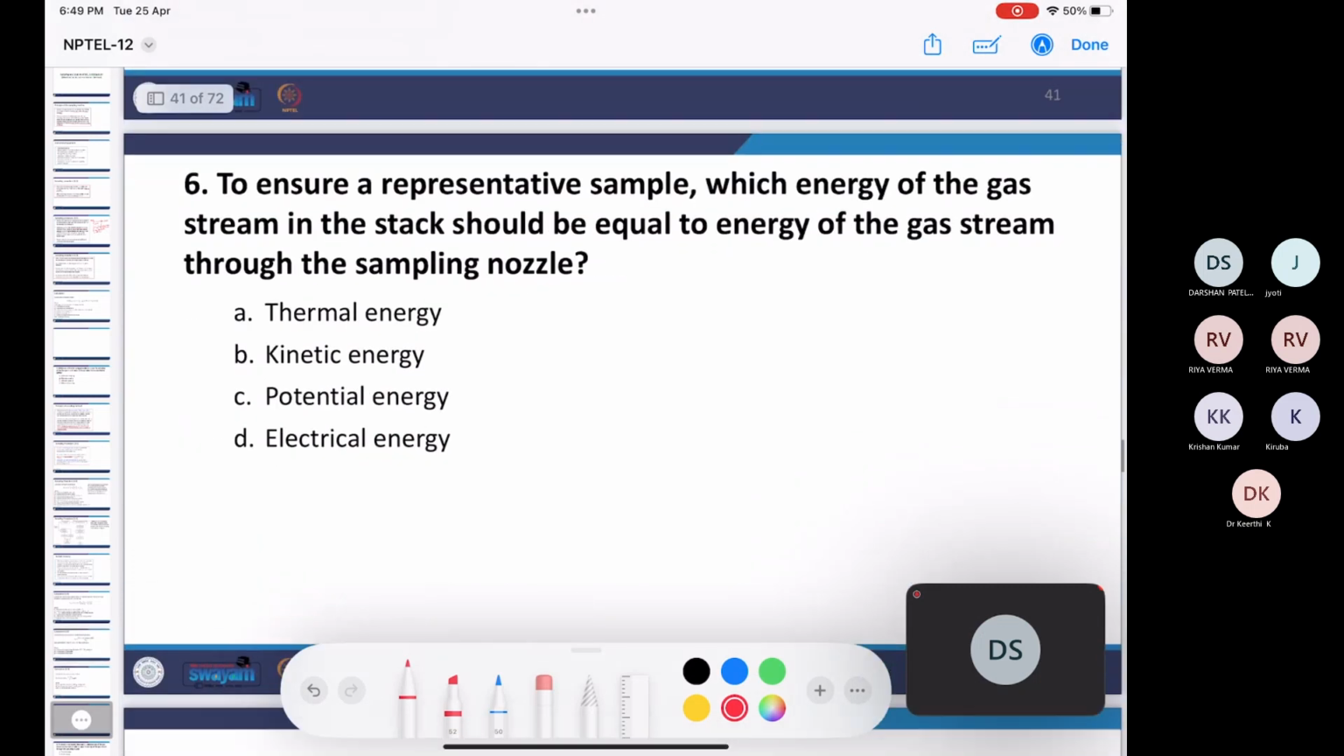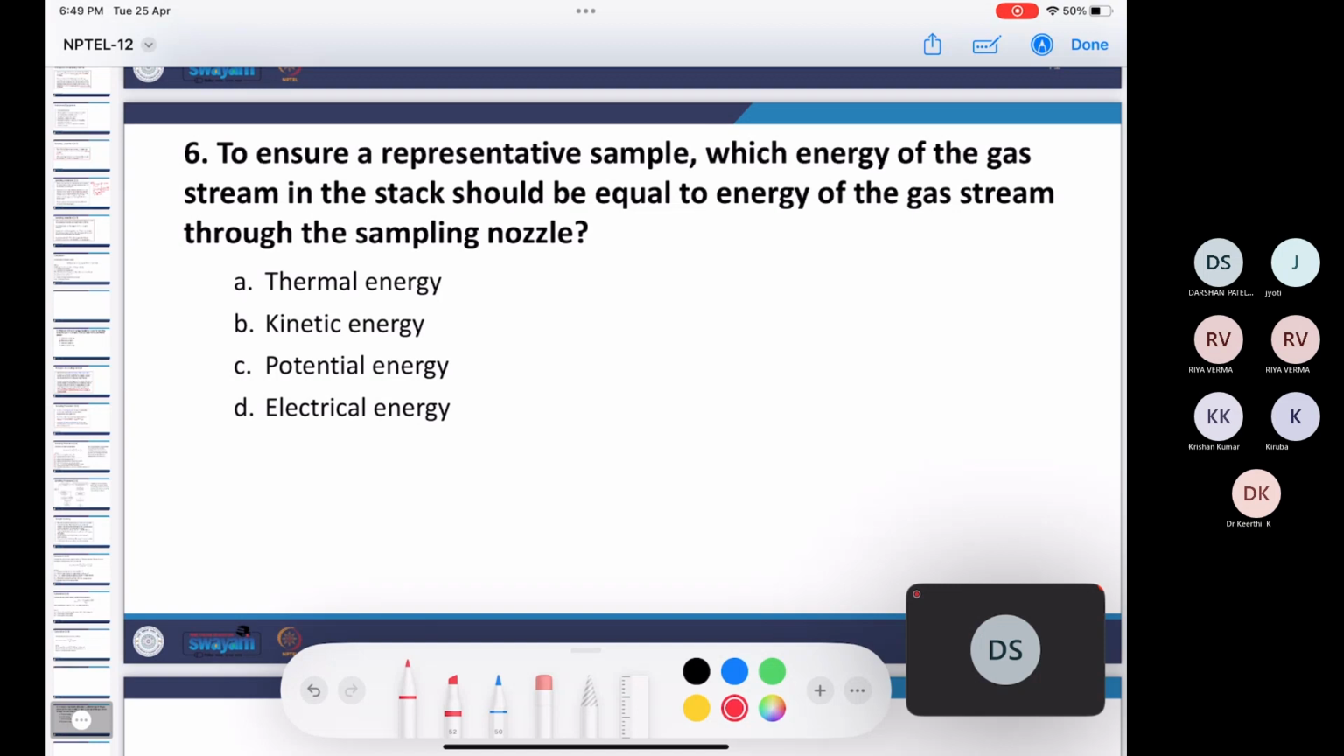Now for the next question we have, to ensure a representative sample, which energy of the gas stream in the stack should be equal to the energy of the gas stream through the sampling nozzle? First is thermal energy, then kinetic energy, then potential energy, and then electrical energy. So which energy should be equal? Anyone?